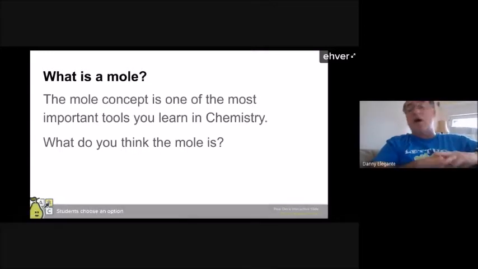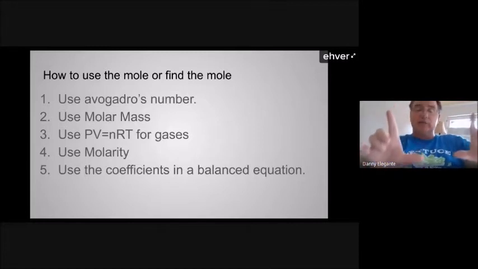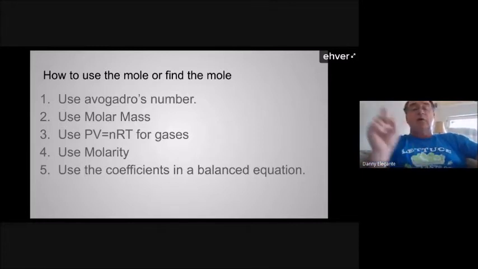We could use it for all kinds of stuff, right? So we can use Avogadro's number to do things, right? So Avogadro's number is that 6.022 times 10 to the 23rd. Nothing you need to memorize. It is actually on that formula sheet that you guys have. So a mole of something would be 6.022 times 10 to the 23rd of something.